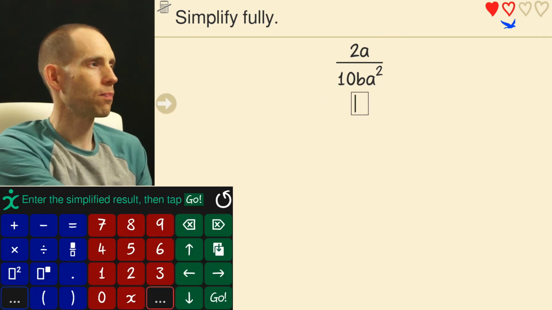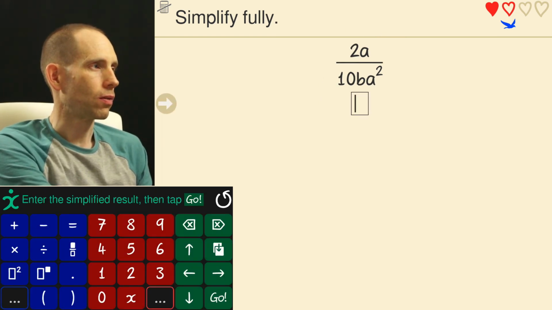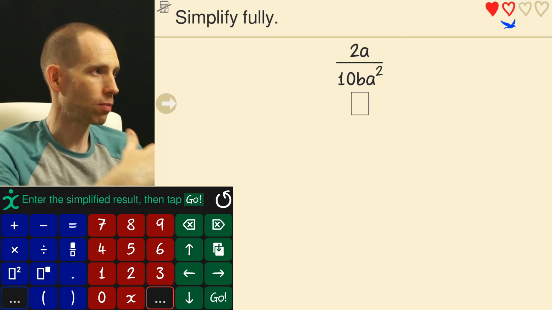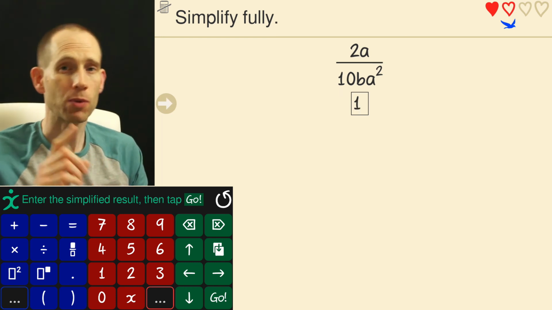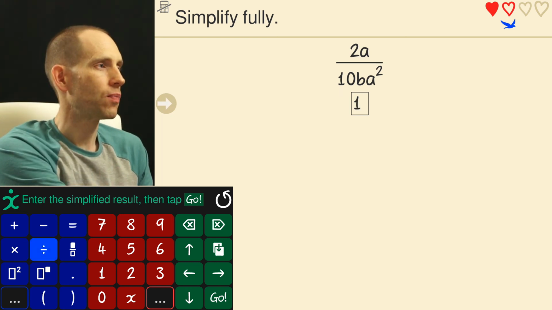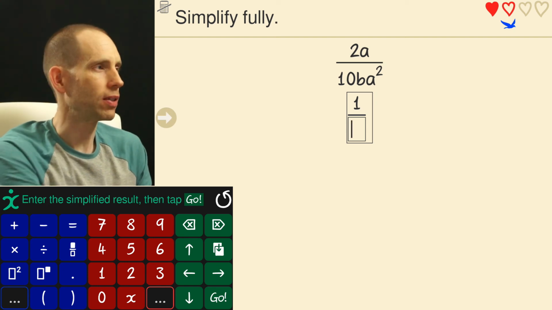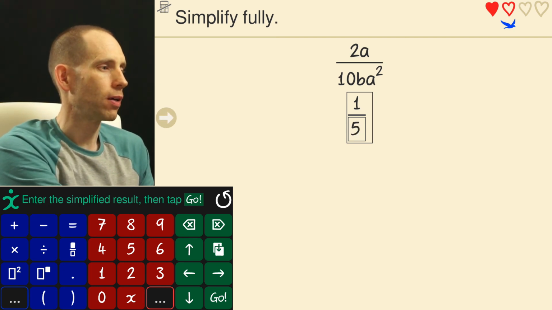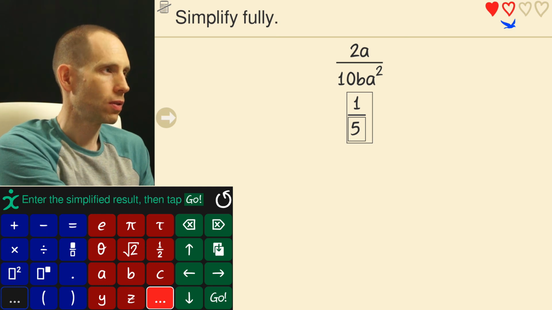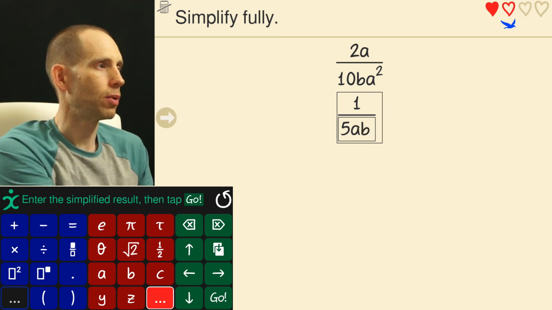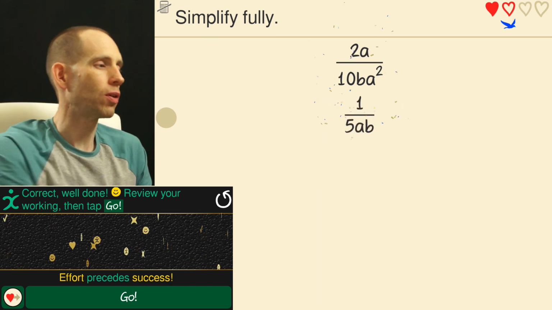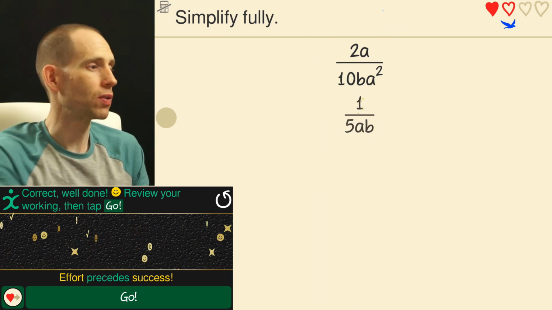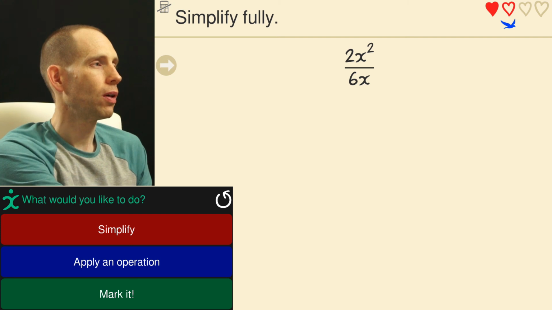And then we'll try another one. So I think the 2a in the top is going to cancel completely with factors of 2 and a in the bottom. So I'm going to be left with a 1 on the top, divided by, and then what's left in the bottom, I'm going to have 5, one of those a squareds, and then a b. There we go, and now I've got the progress button, so I could tap that and move on if I want to. Let's do 1 or 2 more.